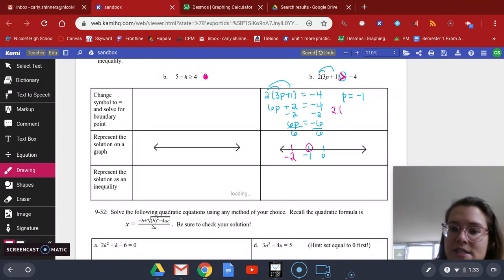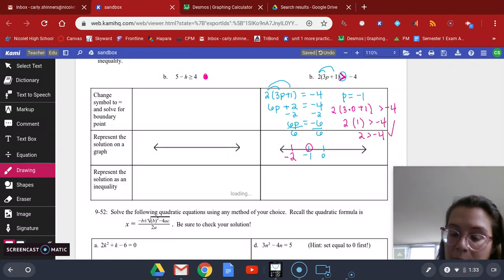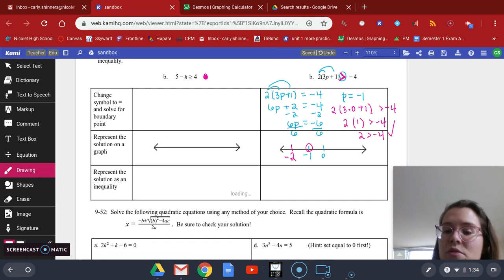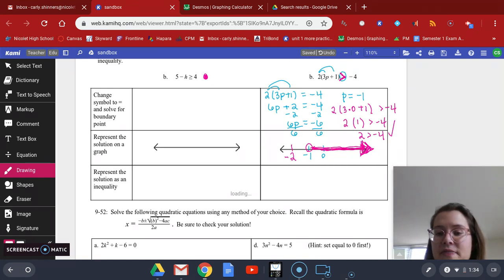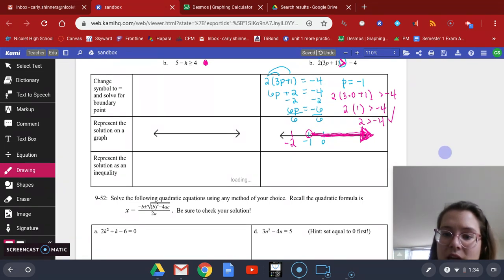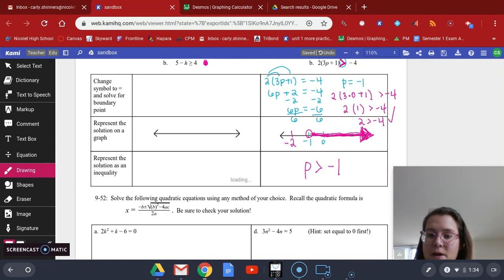So let's first plug in 0. Okay, so 3 times 0 is 0, so I just get this. Is 2 greater than -4? Absolutely it is, okay? So 0 does make sense in this case, so I'm going to shade to the right. Okay. And what would that then be for an inequality? That would just be p is greater than -1. Okay.